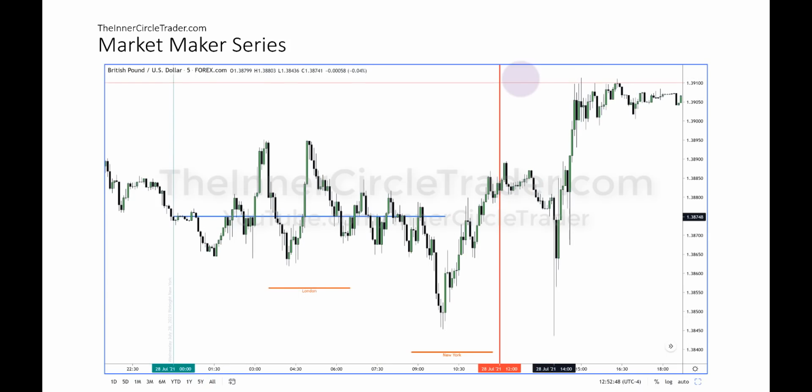On Wednesday, July 28th, 2021, this is FOMC Wednesday. So we're seeing price back and forth. Every short-term high takes out a previous short-term high. Short-term low takes out a short-term low.